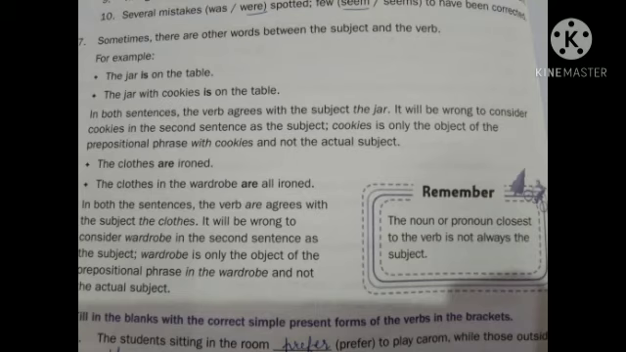Next one, the clothes are ironed. Clothes is the subject, ironed is the object. Now see the second sentence, the clothes in the wardrobe are all ironed. Now here clothes is still the subject, but the object is wardrobe. You know the shelf where you keep clothes, the almirah. You can see that almirah is nothing but the wardrobe. So wardrobe is the object, clothes is the subject, are is the verb.